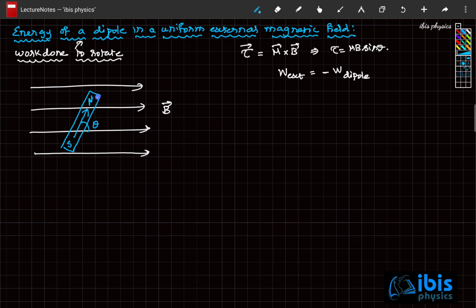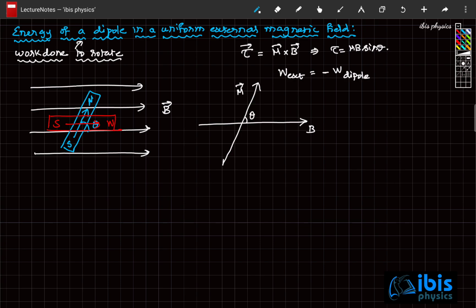You know that the torque is always such that the north pole will tend to align itself along the direction of the magnetic field. I'll use a different color to represent this. After some time the field will do the work so that the south is here and north is here. It will align itself in the direction of the magnetic field. So let me simply describe the situation. This is the direction of the magnetic field, this is the direction of the dipole m, and the angle between them, let us say, is theta.